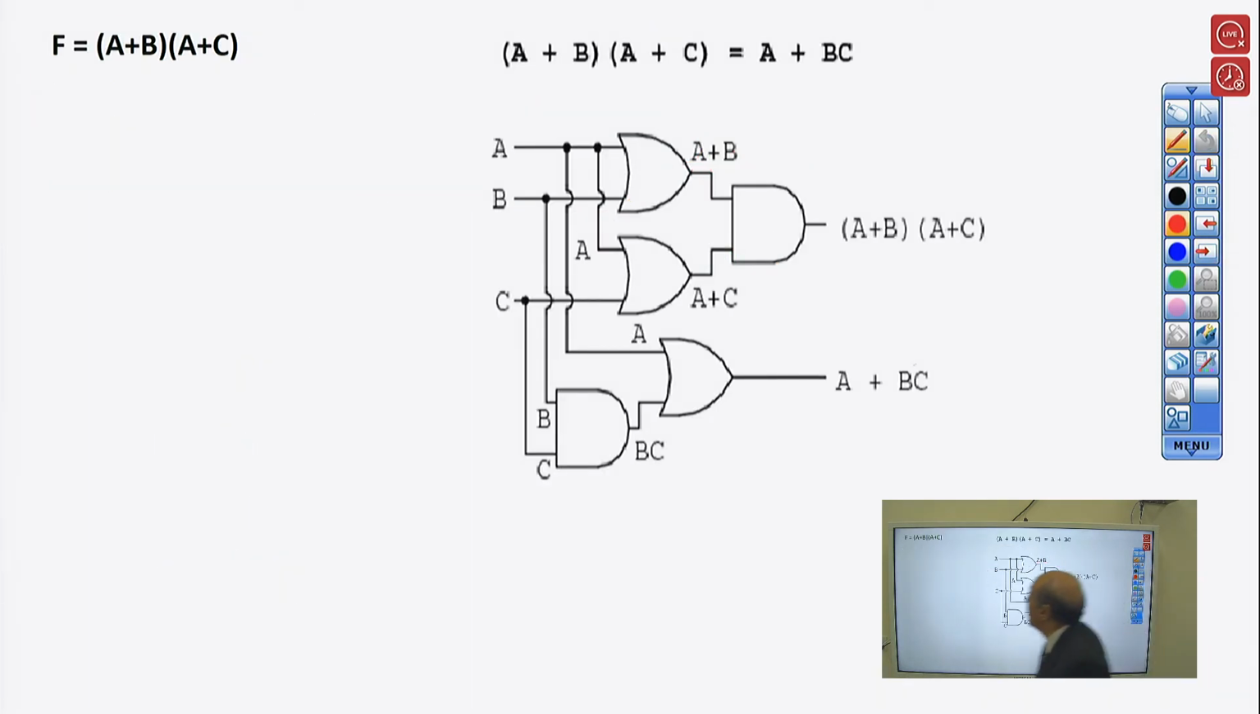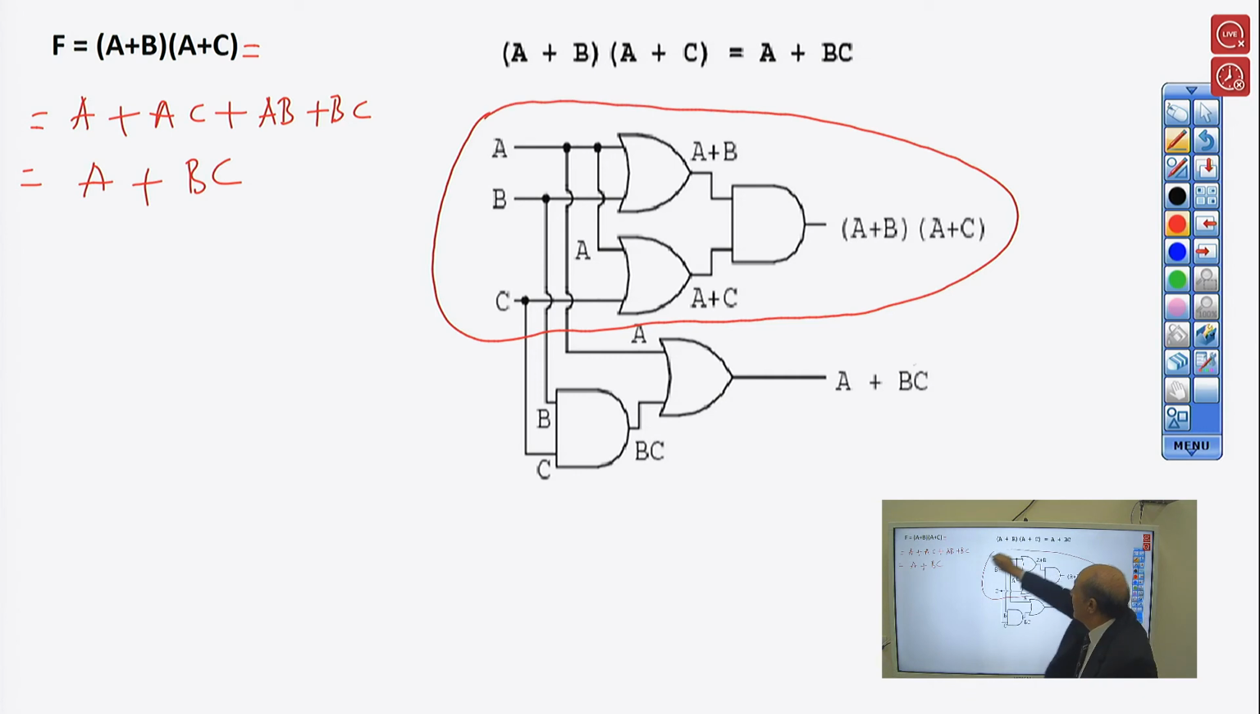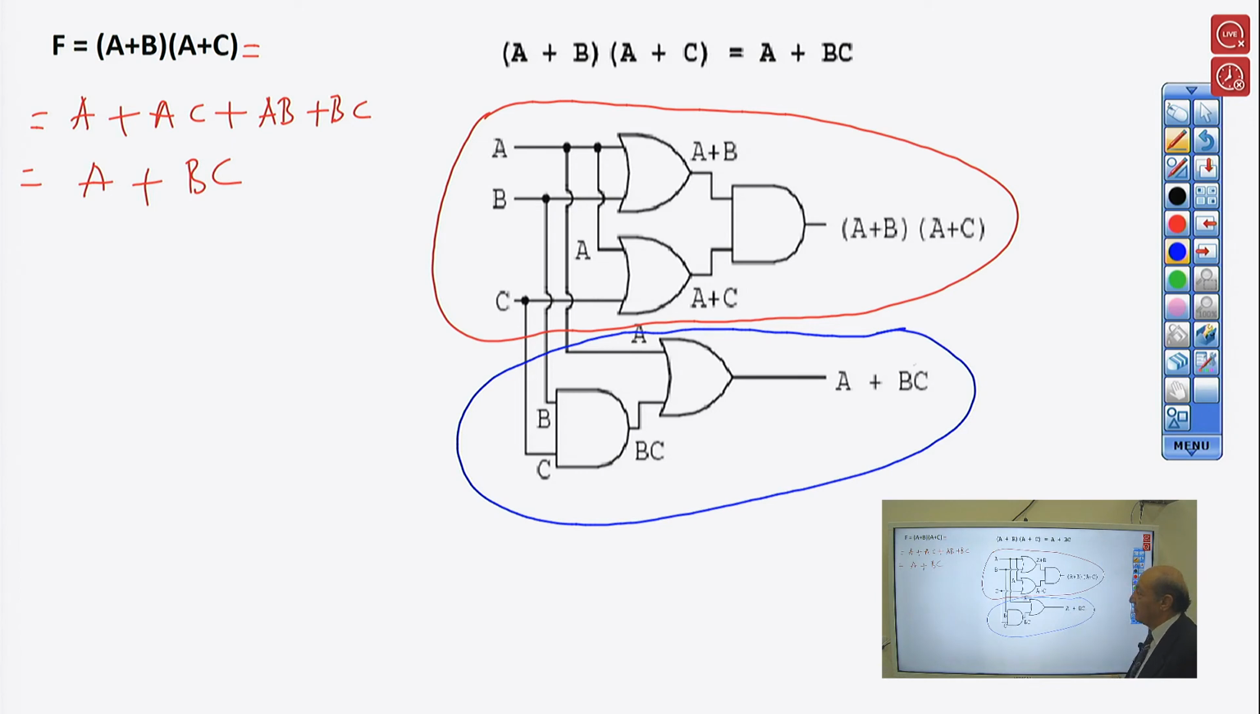If we have this one, I already wrote that it equals A or AC or AB or BC, which equals A or BC. Do you see this part is the circuit before simplification, and this part after simplification, A or BC.